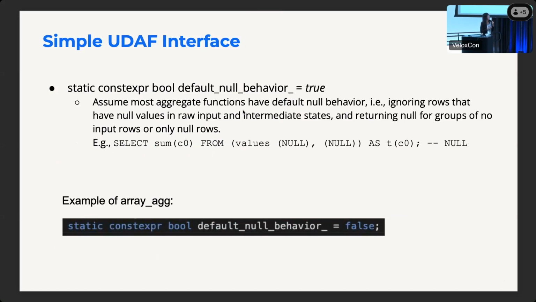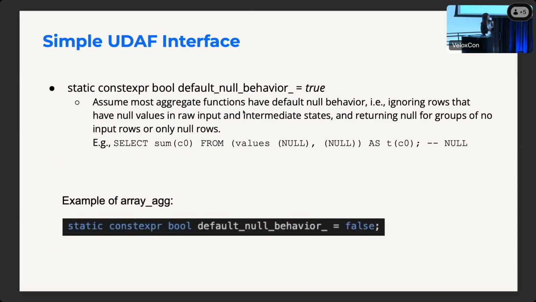have no rows, or only have rows that have been ignored. An example is a query where all the input rows are null and those are ignored. So the result is also a null. That is the behavior for most of the functions.